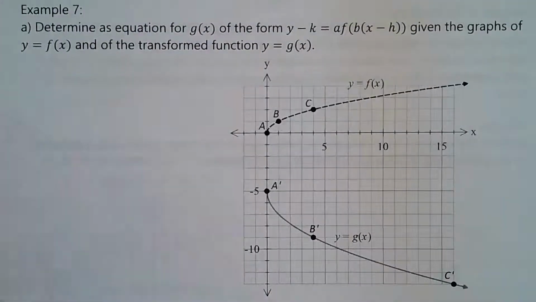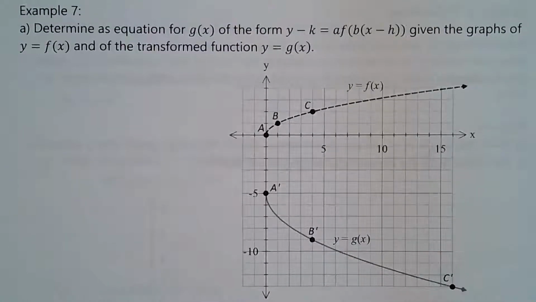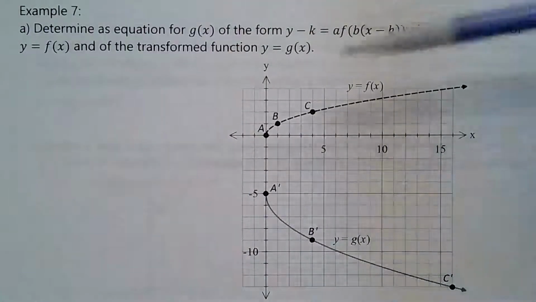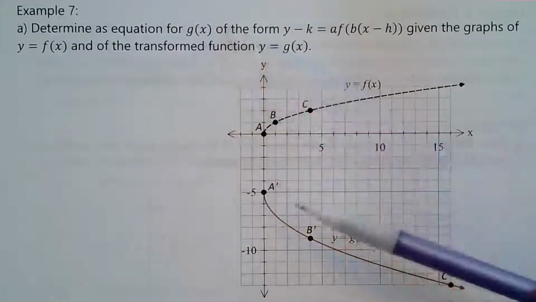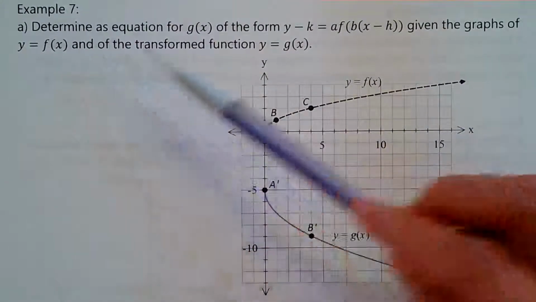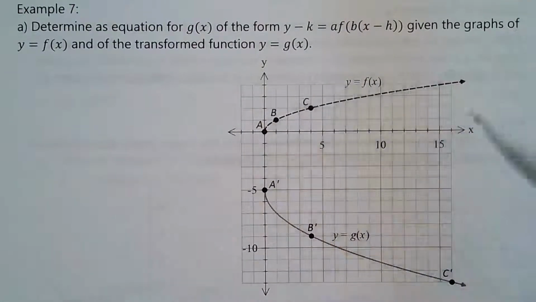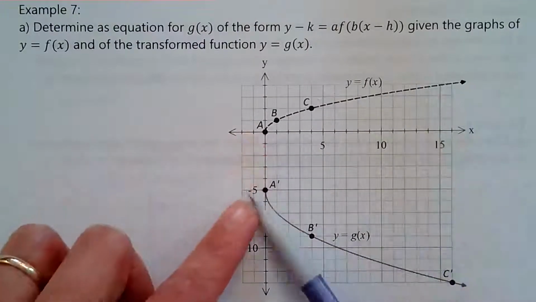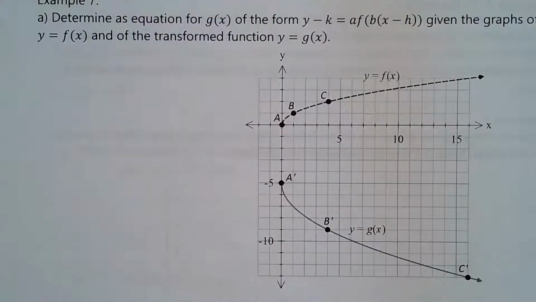Okay, let's see here. Now the challenge here is that here's the original graph. Determine the equation of g of x in the form of that, given the graph of y equals f of x and the transformed function g of x. So this is the original. It got transformed to something like this. Okay. Any suggestions what happened?